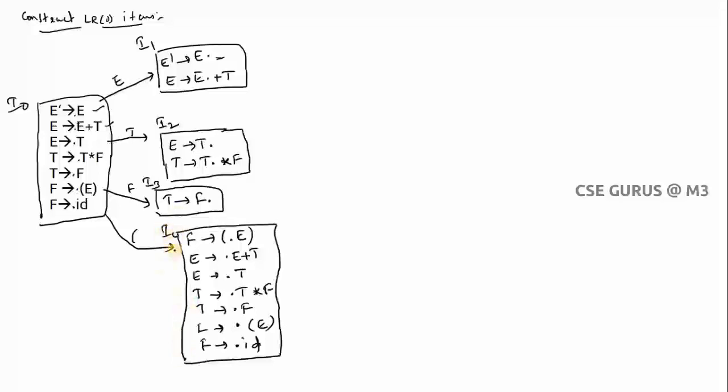So for the final one, ID, the remaining ID we have to scan, so it will become F tends to ID dot.